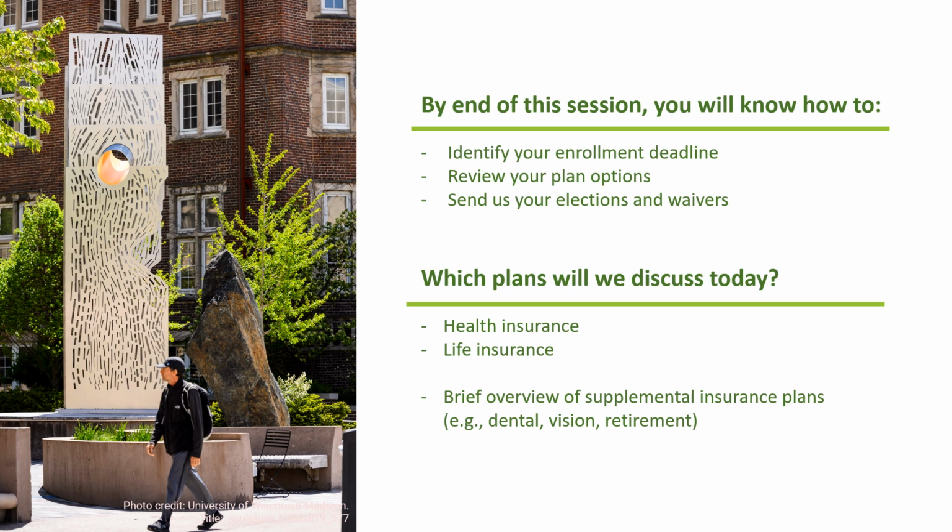By the end of this presentation, you'll know how to identify your enrollment deadline, you'll know where to review your plan options, and you'll know how to send us your election decisions or your waiver decisions, whether that's electronically or via paper application. The plans we'll discuss today will begin with health insurance. We'll also talk about life insurances, and then we'll talk about our supplemental plans that include dental, vision, flexible spending accounts, and the retirement plans.